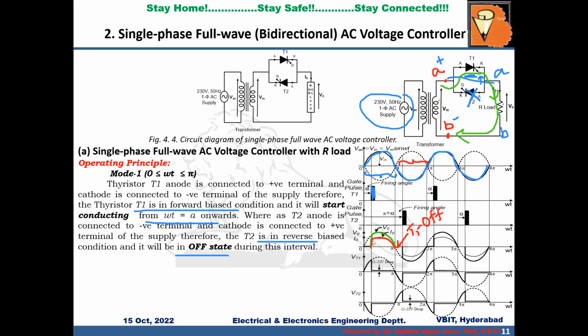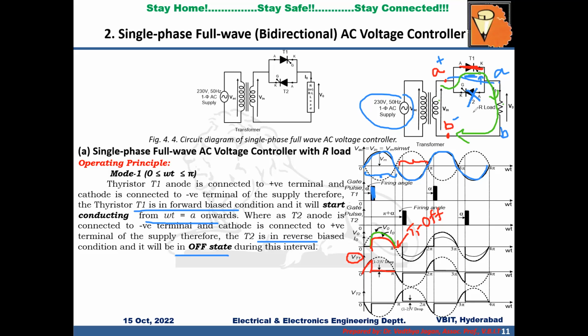And from omega t equal to alpha to pi, T1 is in conduction state. So it is replaced with a short circuit and it is carrying the current. And voltage across thyristor T1 will ideally be 0 because it is short circuited. But practically there is 1 to 2 volts across it, so that you can see here. But during alpha, it is blocking the forward voltage.